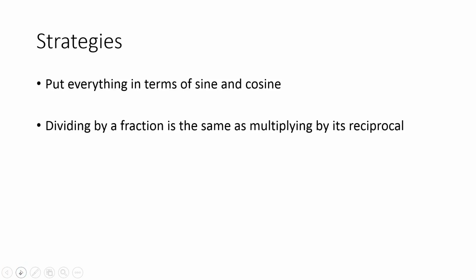Dividing by a fraction is the same as multiplying by its reciprocal. So if you have 1 over tangent x, first put it in terms of sine and cosine, 1 over sine x over cosine x, which is the same as 1 times cosine x over sine x. Put x's on those as well. So dividing by a fraction is the same as multiplying by the reciprocal. It's important.